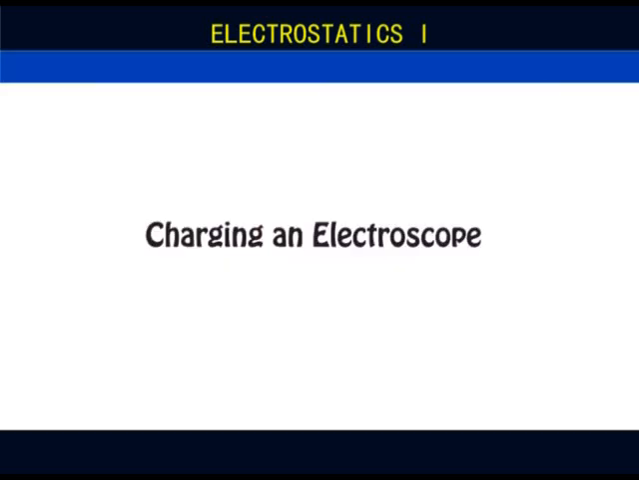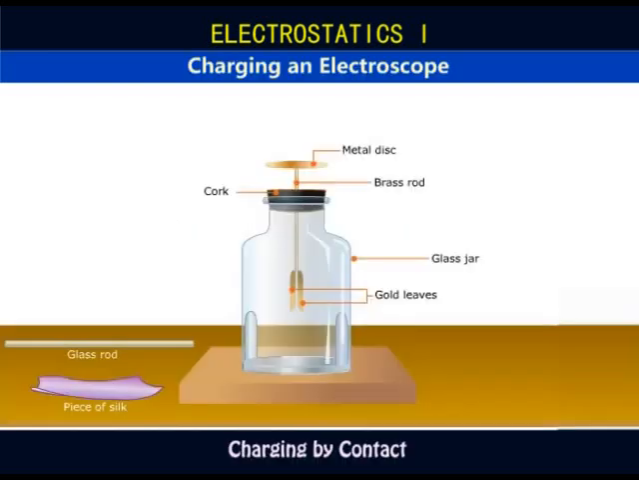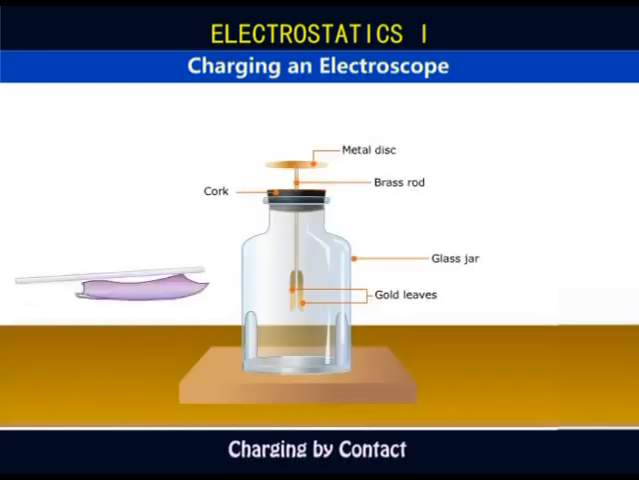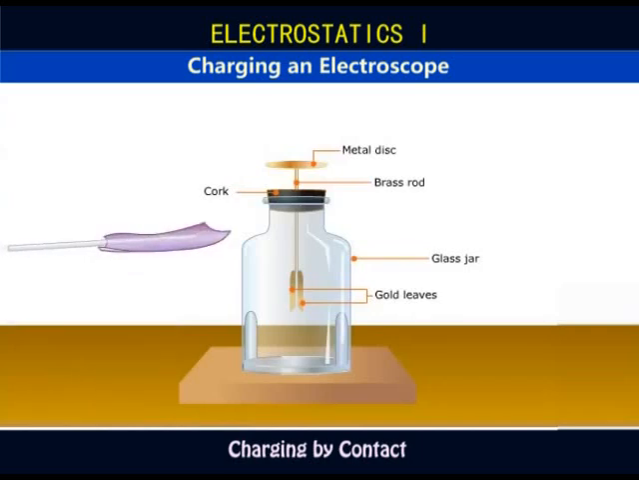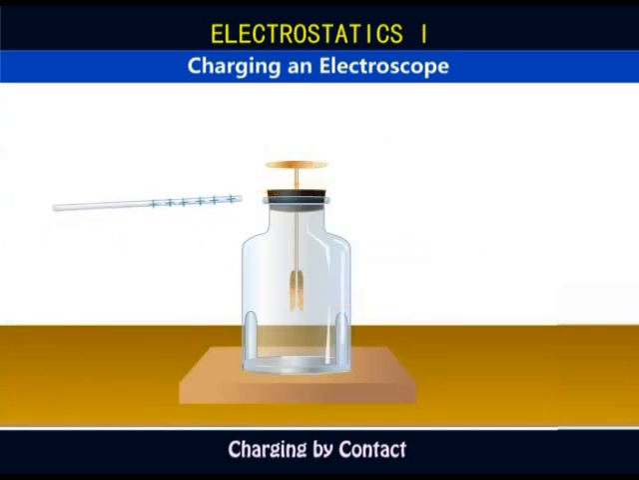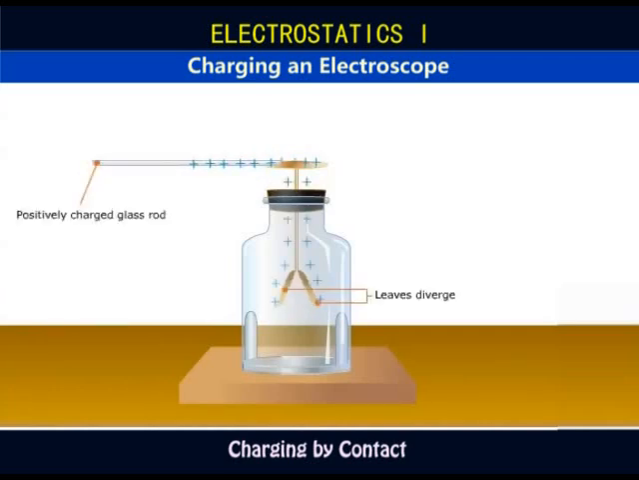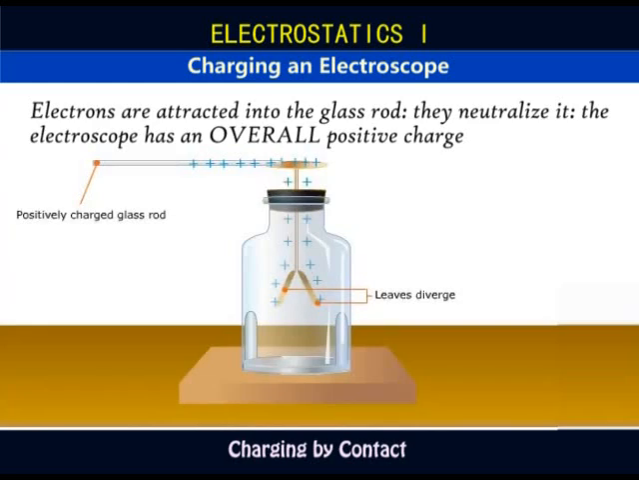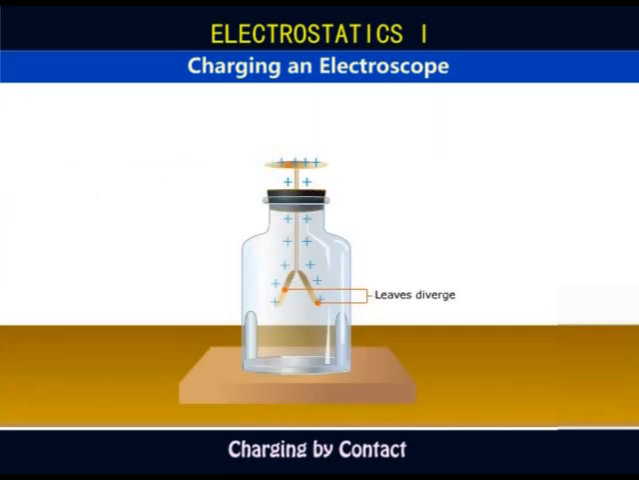Charging an electroscope. We start with charging by contact. We charge a glass rod positive by rubbing it on a silk cloth. When the rod is placed in contact with the metal plate, the leaves diverge. And this is because the electrons are attracted into the glass rod, they neutralize it, and the electroscope has an overall positive charge. When the rod is removed, the leaves remain diverged, so the electroscope is charged by conduction or contact.